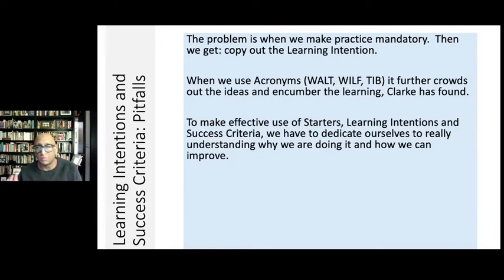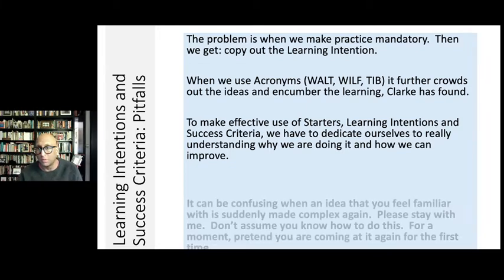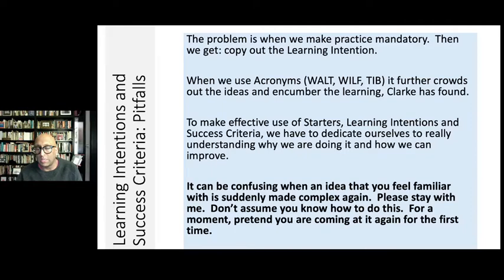To make effective use of starters, learning intentions, and success criteria, you really have to dedicate yourself to understanding why we're doing it and how we can improve it. And look, it can be confusing. You may right now just want to shut off and be like, I know this one, or, God, here he goes, going on and on again about something that's really simple. Sometimes a really simple idea can feel really confusing when you're defamiliarized with it and it becomes complex again. So just stay with me.